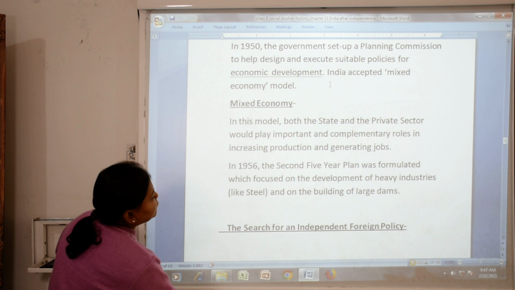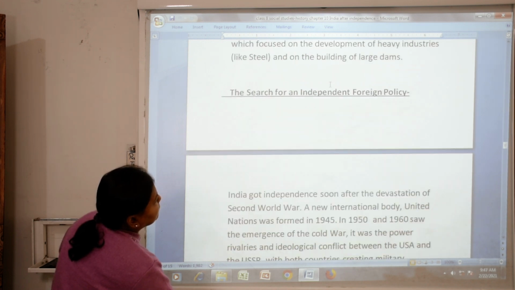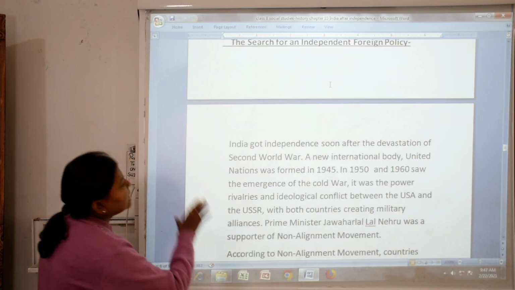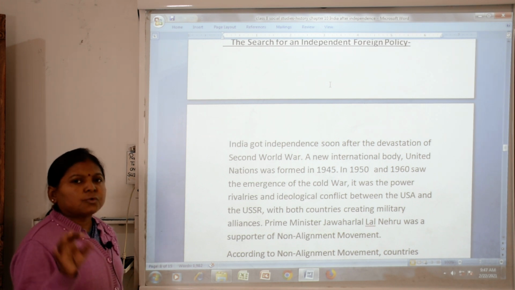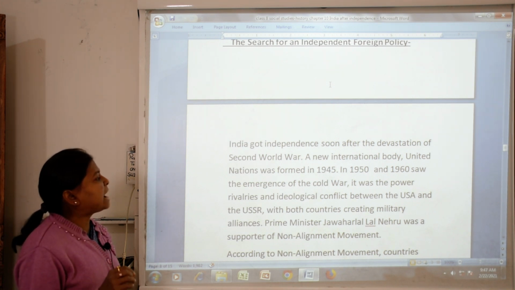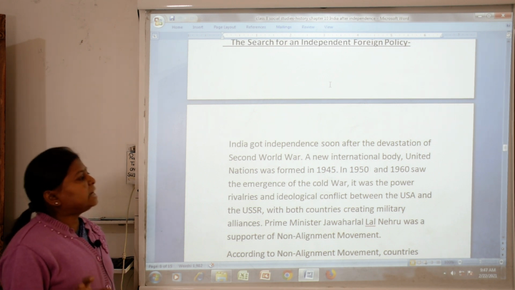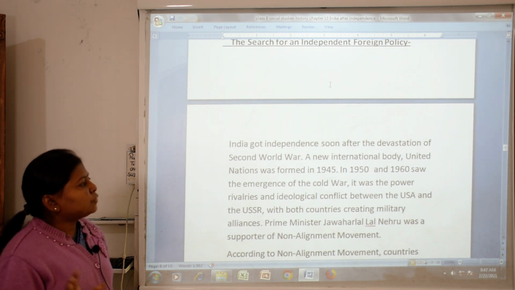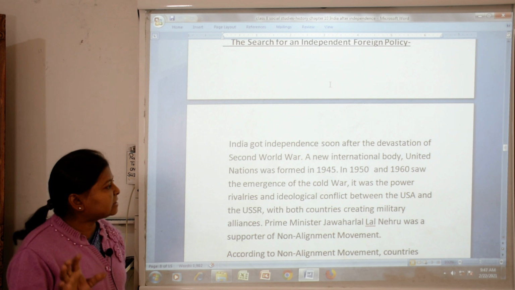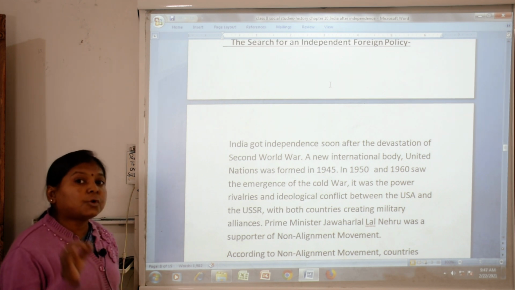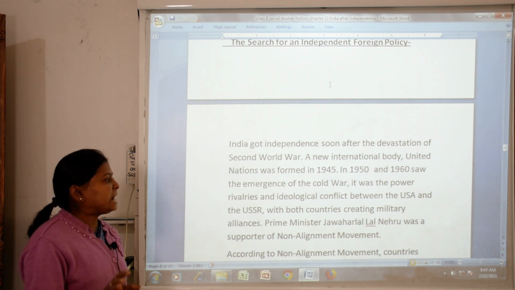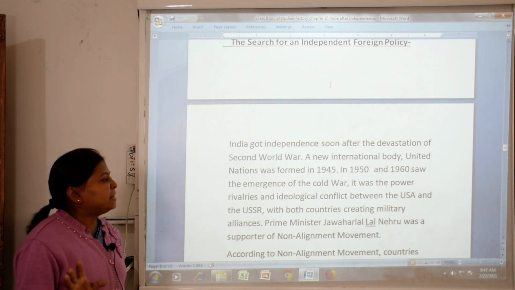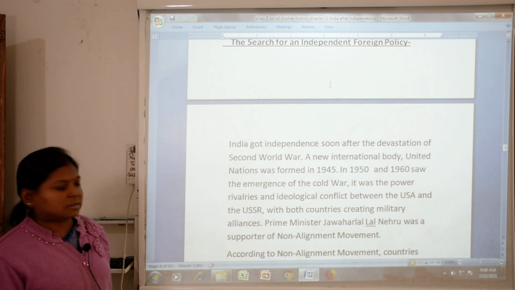Now, the search for an independent foreign policy. You see, India got independence soon after the devastation of the Second World War. A new international body, the United Nations, was formed in 1945. In the 1950s and 1960s, it saw the emergence of the Cold War, a period of power rivalries and ideological conflicts between the USA and the USSR.